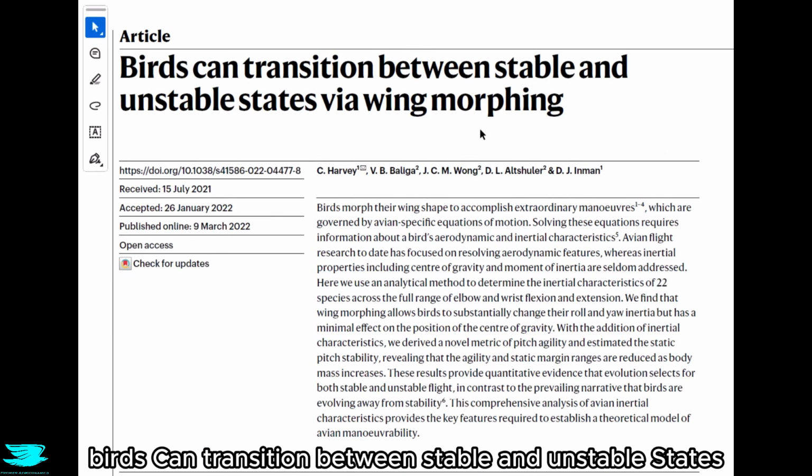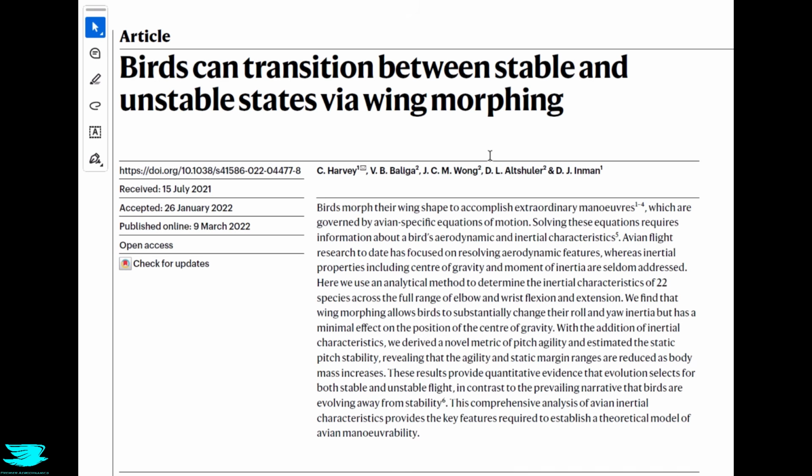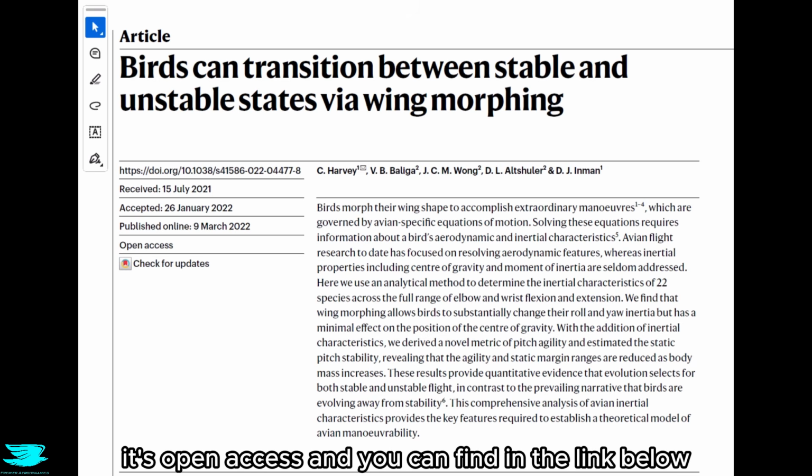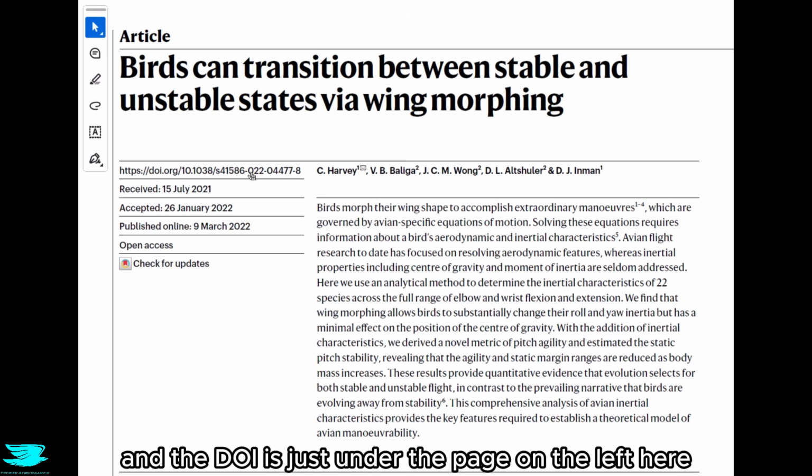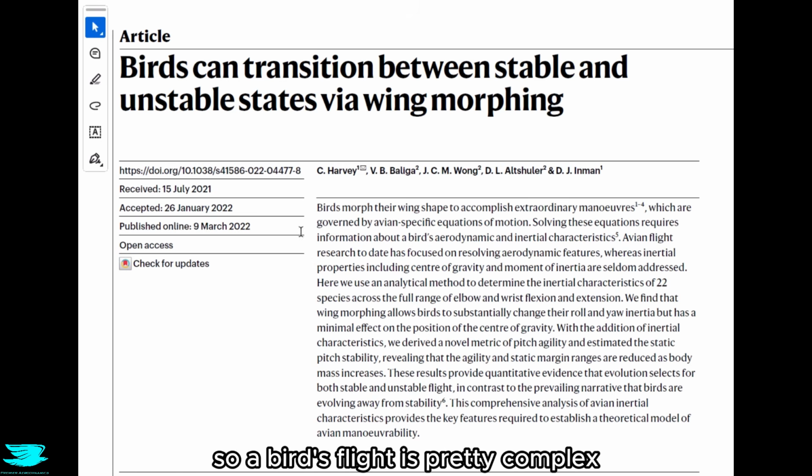And to do that, we're looking at this research called Birds Can Transition Between Stable and Unstable States via Wing Morphing. It's open access and you can find it in the link below, and the DOI is just under the page on the left here.